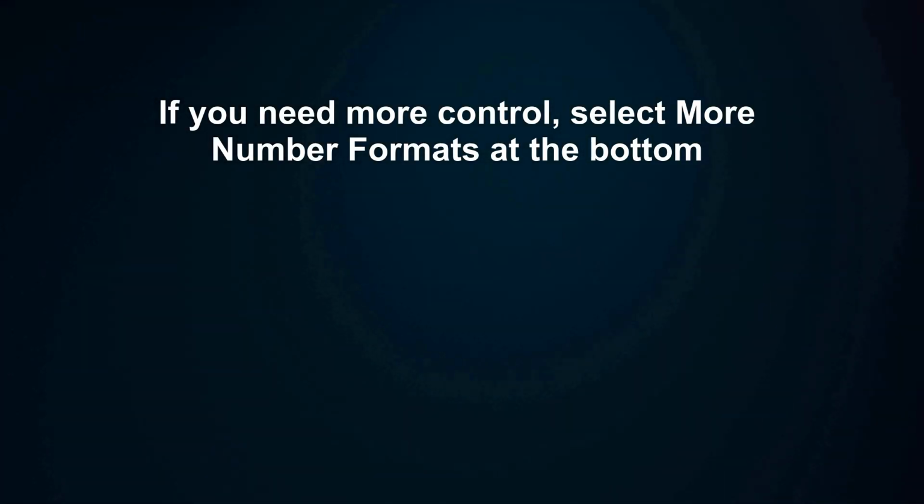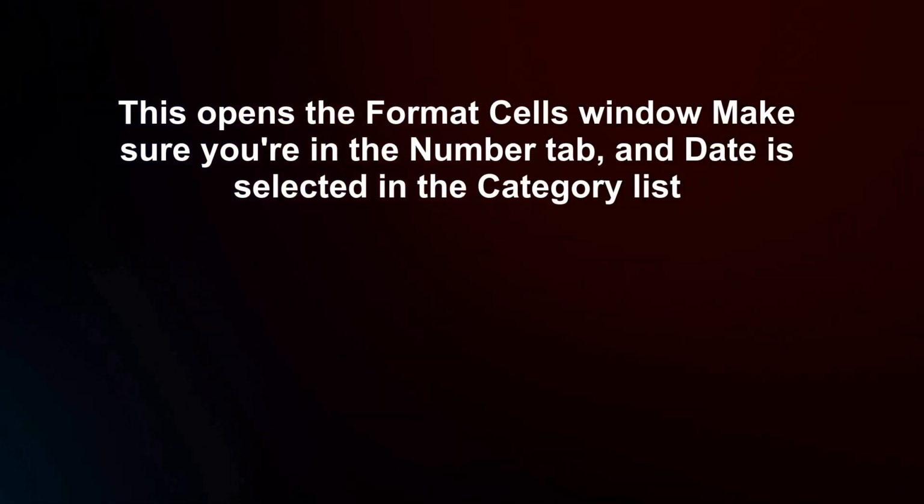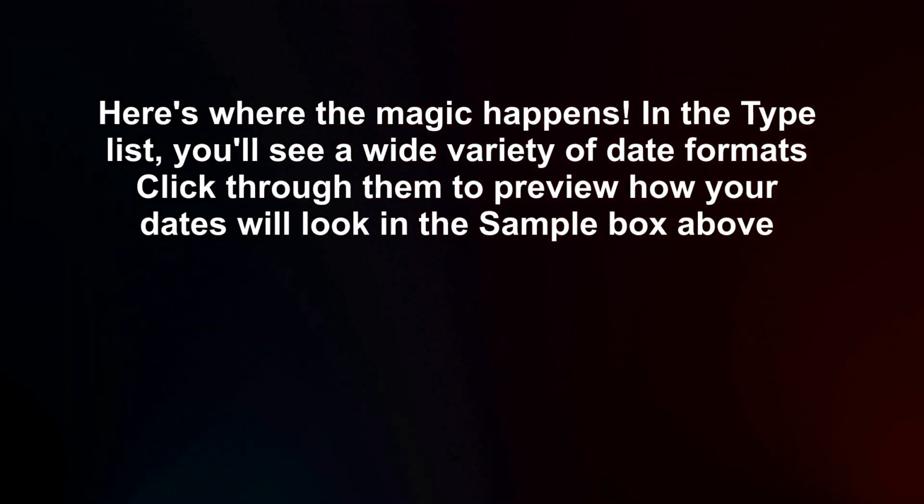If you need more control, select More Number Formats at the bottom. This opens the Format Cells window. Make sure you're in the Number tab, and Date is selected in the category list. Here's where the magic happens.